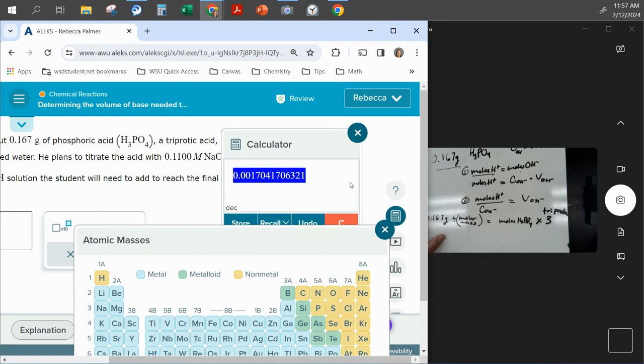So I'm going to take that number, multiply it by 3. This is how many hydrogen ions, how many moles of hydrogen. Once I have moles of hydrogen, I'm going to divide it by the concentration of base, which was 0.1100. And this is my volume in liters. The last step, I need to go from liters back to milliliters, so I'm going to multiply by 1,000.